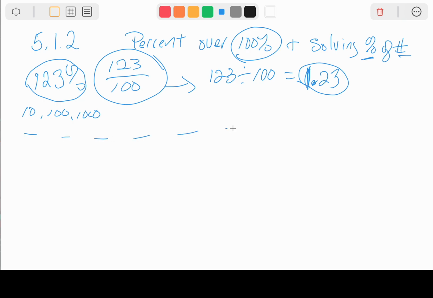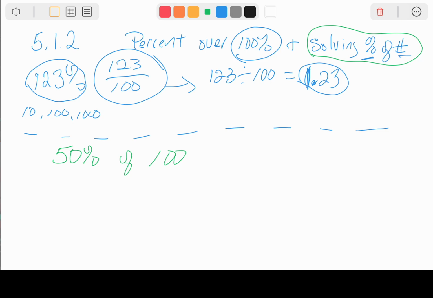Now in my second section, we'll work in green for this one. This is where we're solving the percent of a number. So if you have a question that says, like, what is, and I'll use a number lower than 100 for the first one, what is 50% of 100? So really, really basic numbers. What's 50% of 100? So the first thing that we're going to do is we're going to convert this into a decimal, which is 0.5.